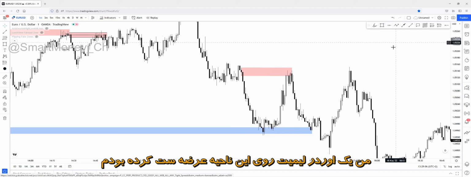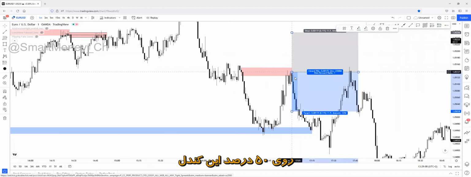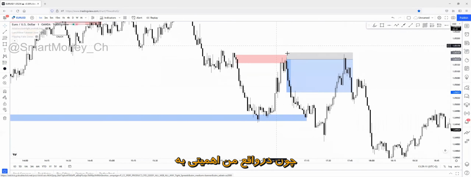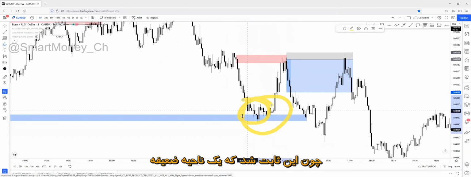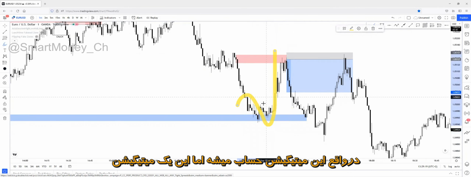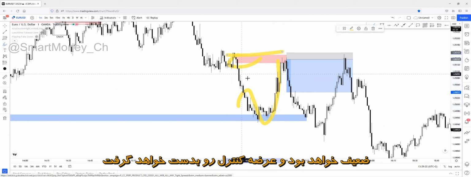I did set a limit order in the supply zone at the 50% of this candle, because I didn't really care about the reaction on this demand zone for the reasons I just explained, because this has proven to be weak. So this isn't a mitigation. I mean, this is a mitigation, but it will be a weak mitigation and supply will take over control.